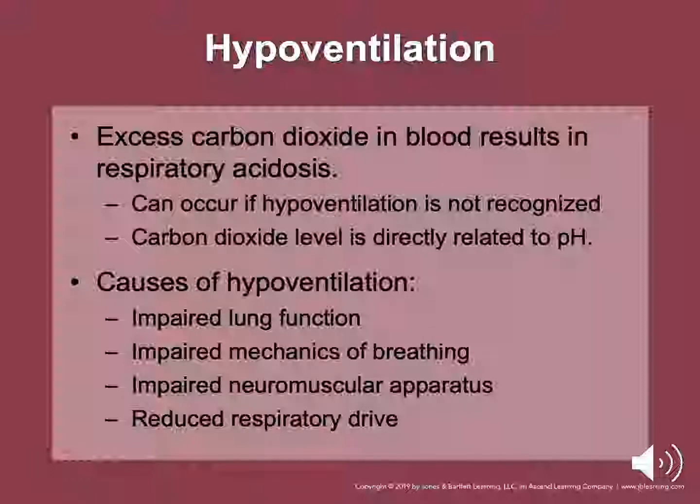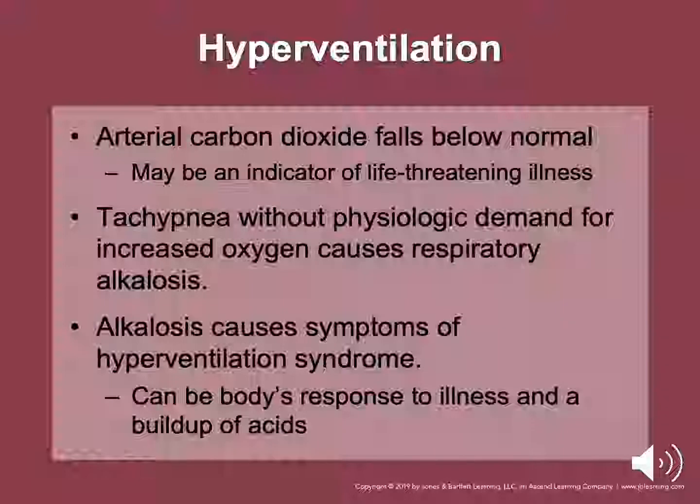So, in hyperventilation, we have an excess of carbon dioxide in the blood, and that results in respiratory acidosis. So this can occur if hypoventilation is not recognized, and carbon dioxide levels are directly related to the pH. All right, causes of hyperventilation: impaired lung function, impaired mechanics of breathing, impaired neuromuscular apparatus, and reduced respiratory drive. An arterial carbon dioxide that falls below normal may be indicative of life-threatening illnesses. Tachypnea with physiological demand for increased oxygen causes respiratory alkalosis.